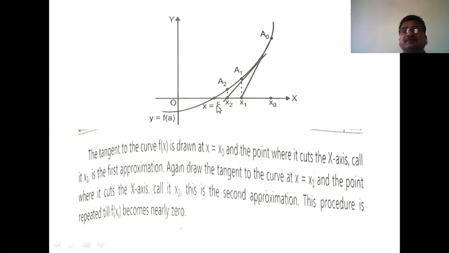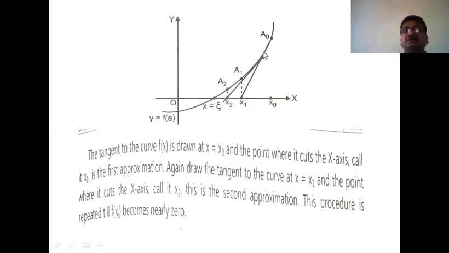Suppose this is the point xi. This xi is the exact root of the equation, and we take any x0 as the initial approximation. We take any point x0 on this curve, and draw the tangent to the curve at that point. Where it cuts the x-axis is the point x1. So geometrically, x1 is the point where the tangent at x0 cuts the x-axis.